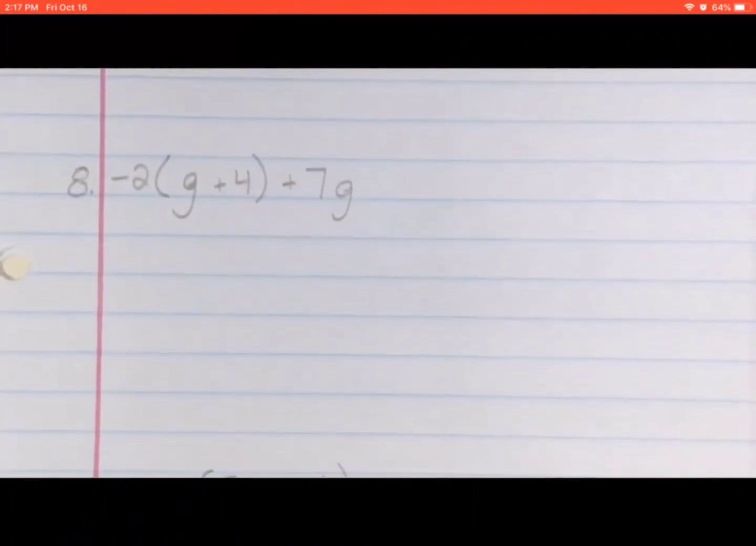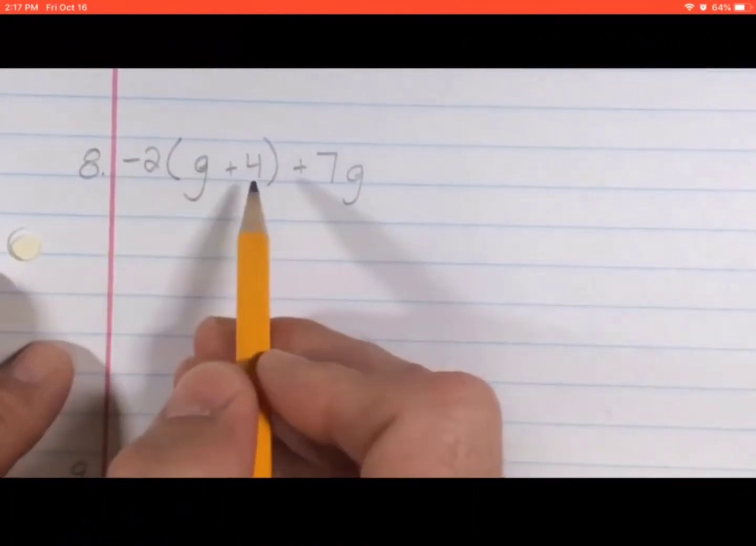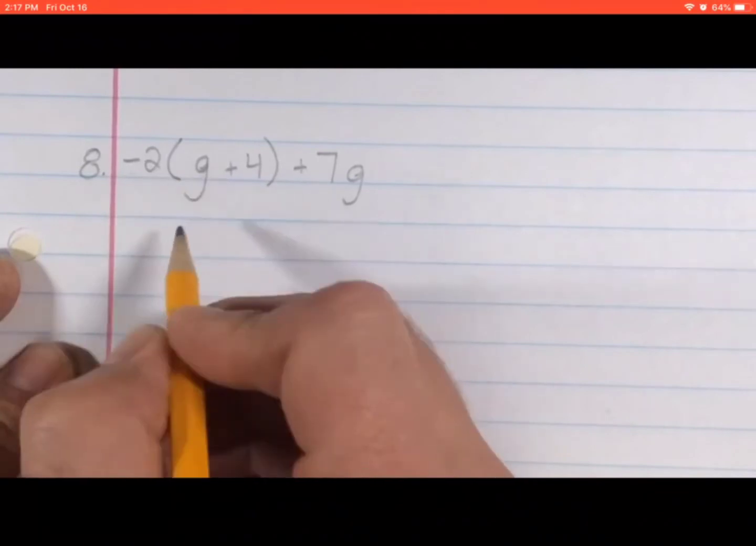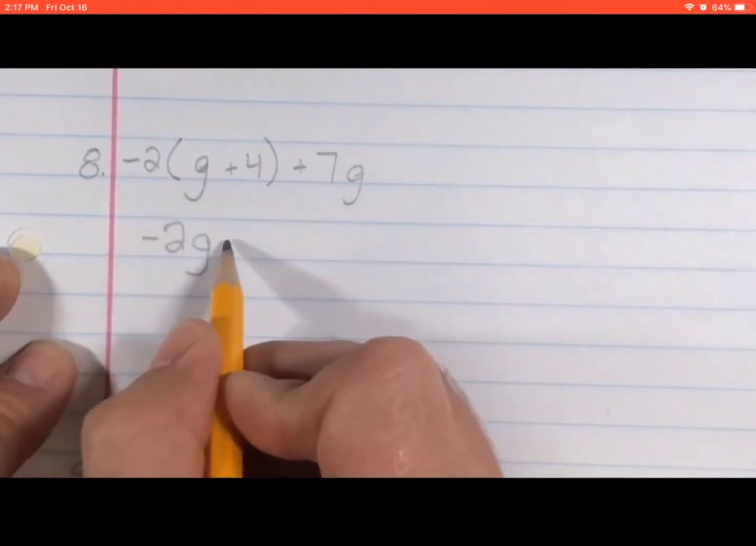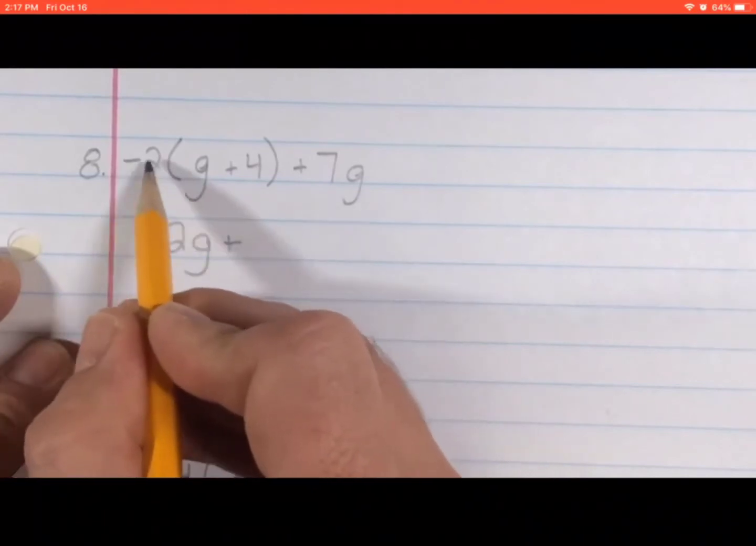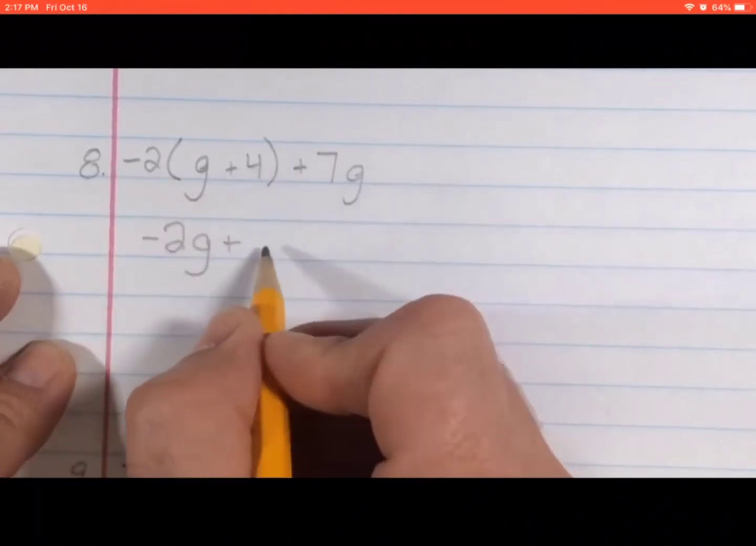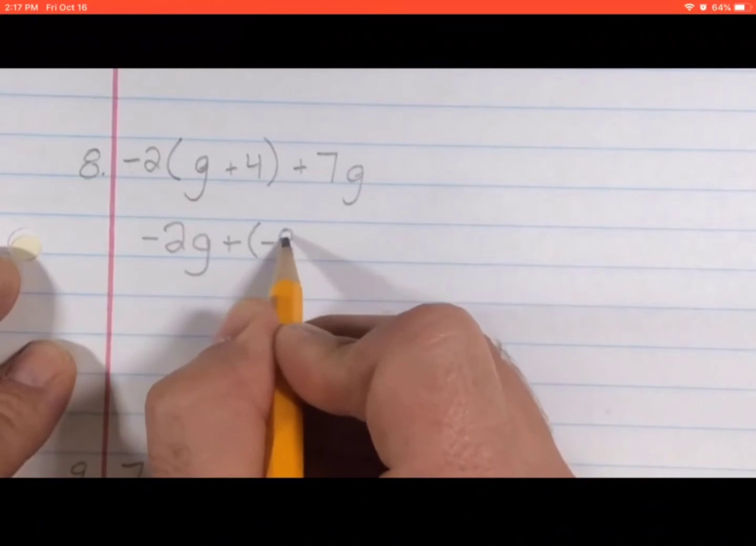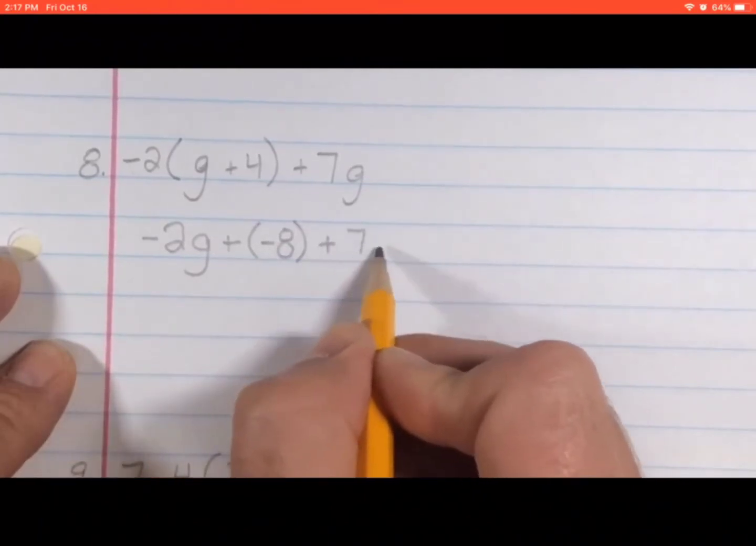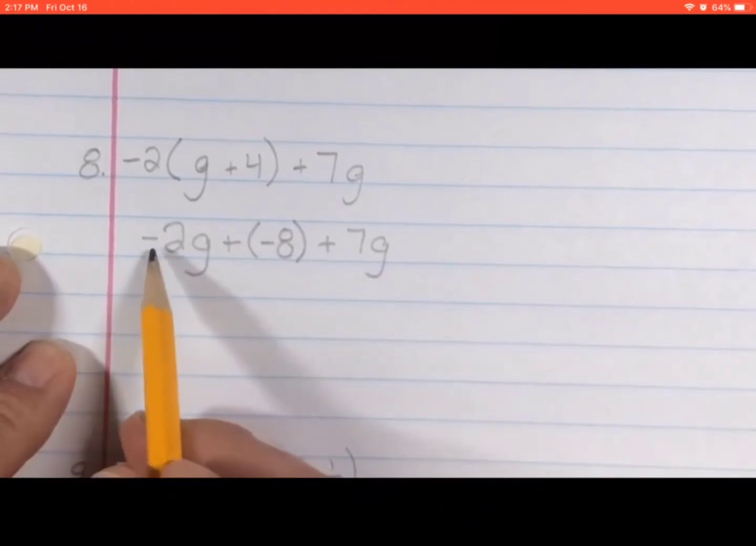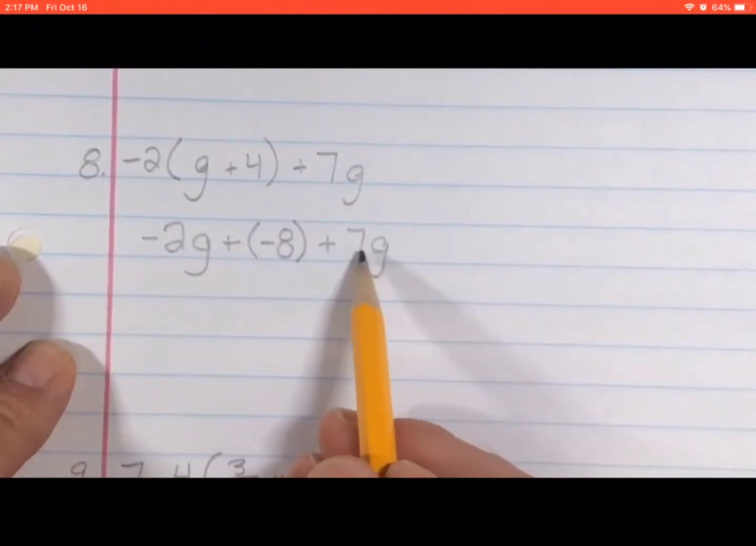For number 8, distributive property, negative 2 times g is negative 2g plus negative 2 times 4 is negative 8, different sign, so negative, plus 7g just comes along for the ride. I've got negative 2g and positive 7g.